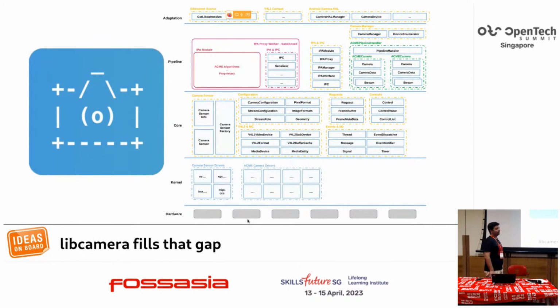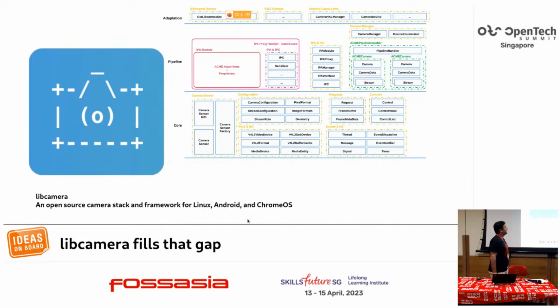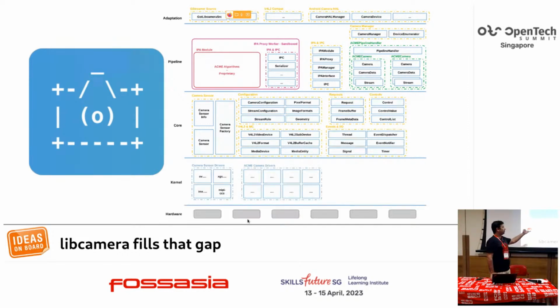So libcamera comes up as a solution, or rather tries to be a solution, but let's see how it is filling the gap. Before we go ahead, I would like to show you an overall architecture of libcamera, which might seem a bit complex at first, but really is the kernel where the drivers live and the underlying hardware. The kernel exposes a V4L2 API and a media controller API.